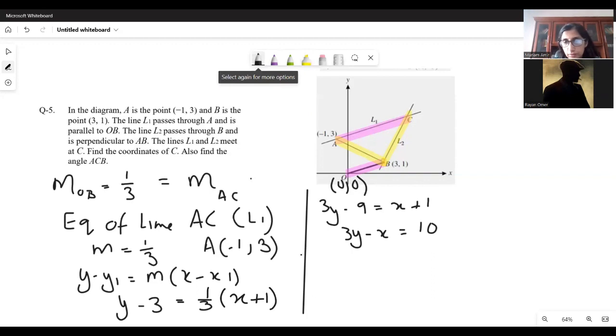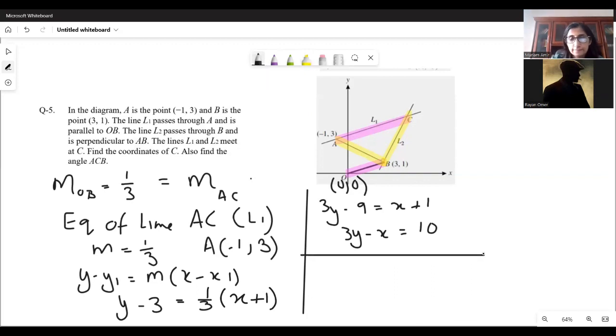Okay, so can you give me the gradient of AB? Miss, -1/3, so for this it will be -3. No, 1/3 is of L1. L1 and AB are not perpendicular. AB and L2 are perpendicular. So directly find the slope of AB from its coordinates. You have the coordinates of A in the figure. You have the coordinates of B in the figure.